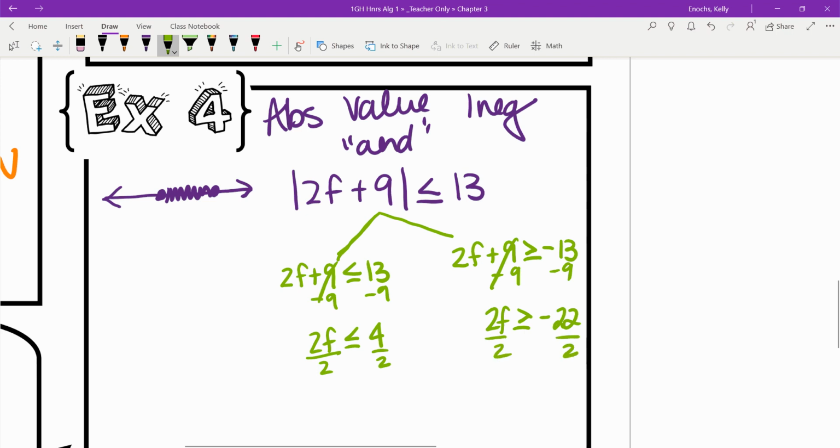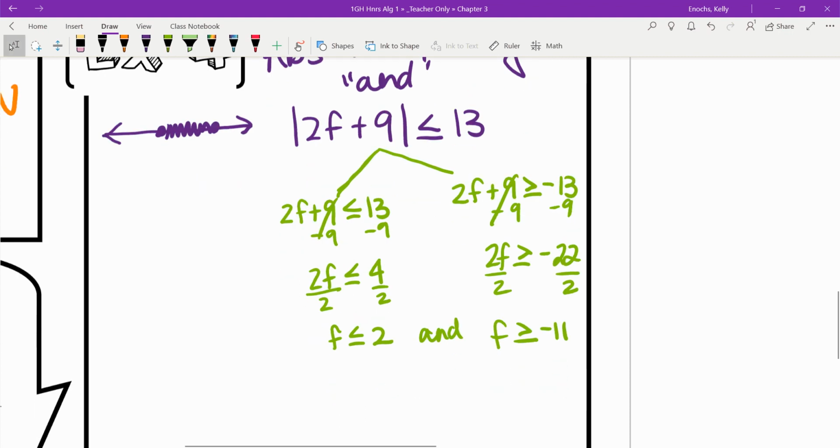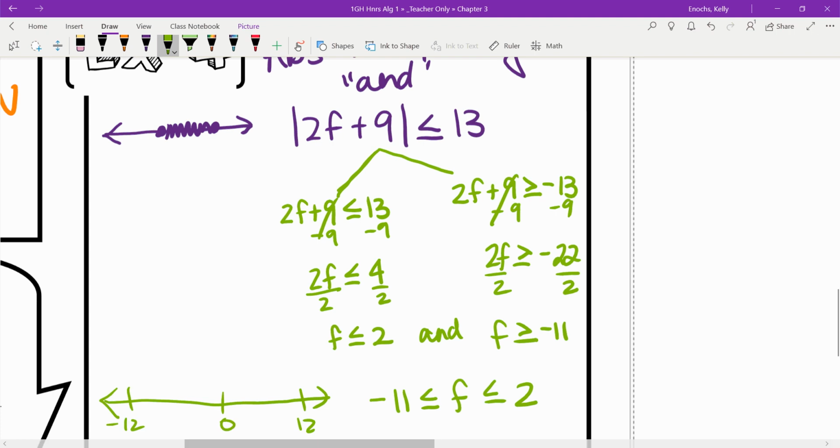F is less than or equal to 2, and F is greater than or equal to negative 11. Remember, if you write that as one solid inequality, it's negative 11 less than or equal to F less than or equal to 2, going from small to large. And when I graph that on my number line, I have negative 12, positive 12, 0, 6, 6. Negative 11 is way down here, and positive 2 is right about here. And remember, we are shading in between those two dots because I want to be less than 13 spaces away from the value that I'm trying to find.